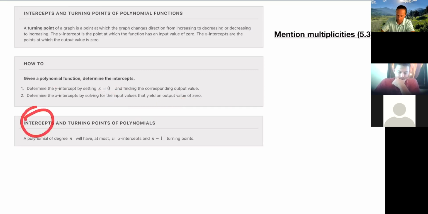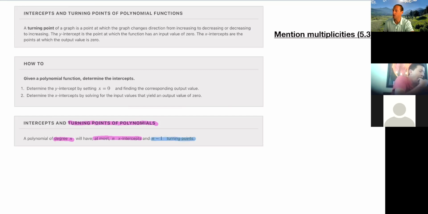But to find the turning points now, if you have a degree of n, meaning your highest exponent for x, then you will have at most that many x-intercepts, could be less, but no more. And more importantly, I'm gonna highlight this in a different color for you. n minus 1 turning points.